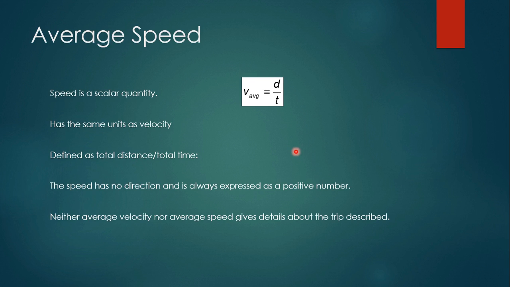Now let's see what average speed means. Now this is different from velocity. Speed and velocity are not the same things. Speed is a scalar quantity, but velocity is a vector. Velocity has direction. We don't consider direction in speed. But both of them have the same units, which is meter per second. Now speed is defined as total distance upon total time. Now remember, velocity was total displacement upon the time interval. The speed does not have any direction and it's just expressed as a positive number.